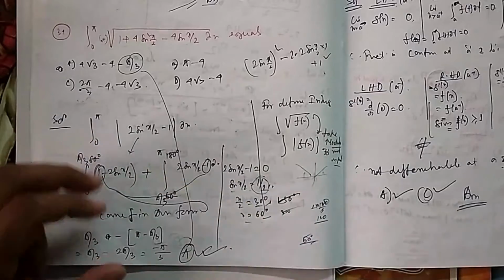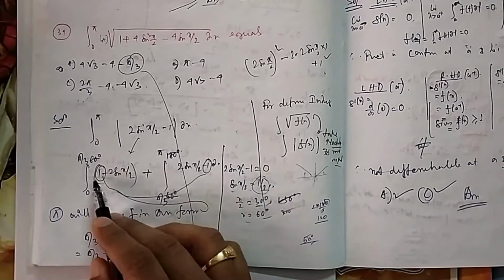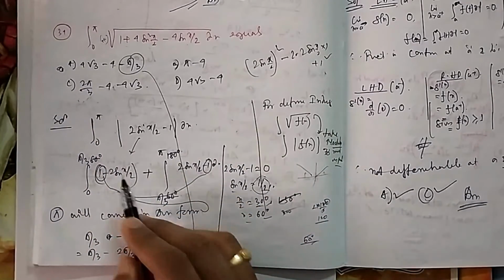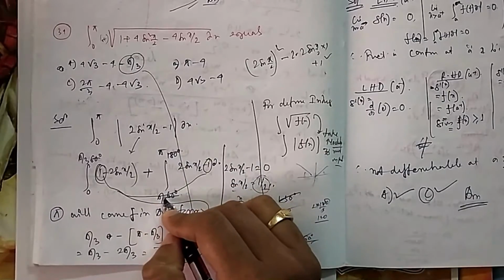But to make it positive, you need one more minus. So if I remove this mod, I will put one more minus. So it will be 1 minus this. And pi by 3 to 60, it will be this.